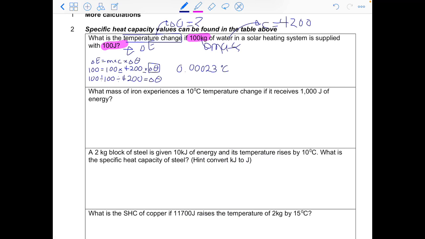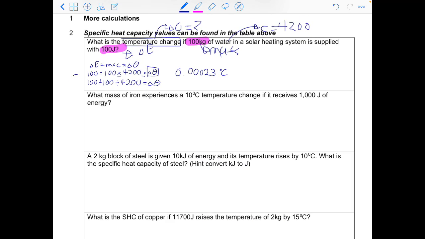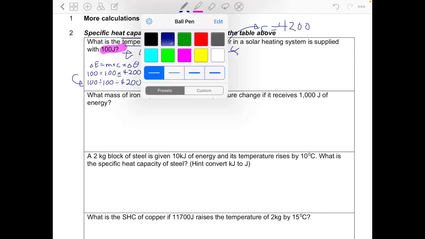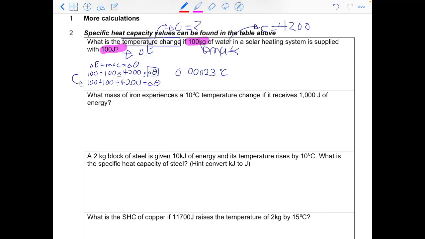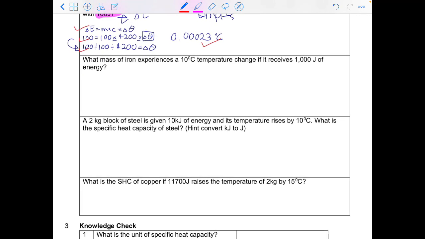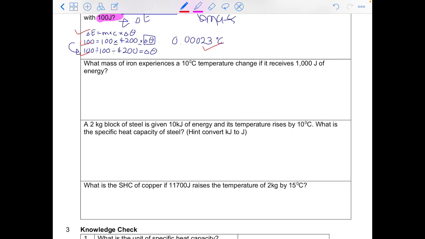So for the rest of these, again, the hard step here is just rearranging the equation. However you feel comfortable doing that, you can do that, but make sure you make that step visible, because this is now a 4-mark question. So for our number of marks, we have 1 for writing down the formula, 1 for plugging in the numbers, 1 for rearranging it, and 1 for the final answer with units. So it is an extra step, but you can easily do it. So looking at these next 3 questions, give them a go. We'll come back with our feedback in a moment.